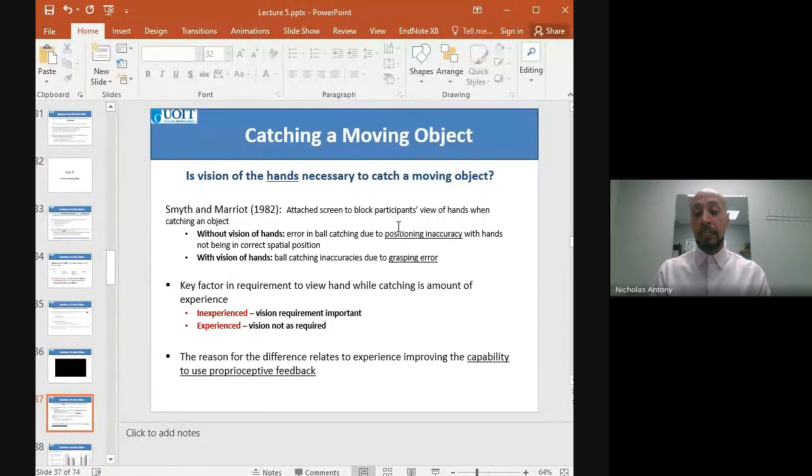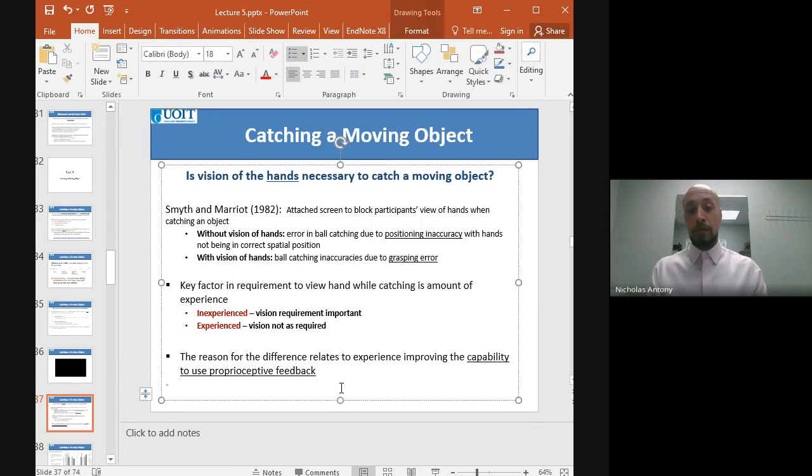And so they did this one study that proved that without vision of the hand, unsuccessful catches were a result of positioning inaccuracy, and then with vision of the hand, so you're still looking at the ball, this is just if you can see your hand in the periphery, the errors were due to grasping errors. So let me show you the study right here.